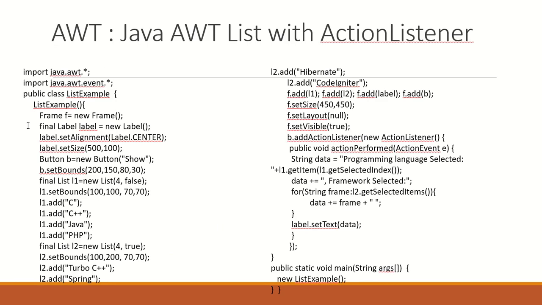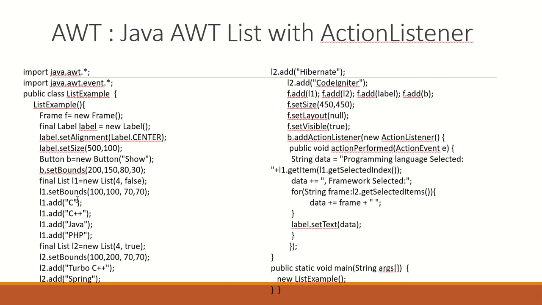Here, as you can see, you are creating a frame and you are creating a label. It is a final label, which means its content cannot be altered. Then you are creating a button, and you are setting the alignment of the label to be centralized to the frame. Then you are setting the boundary of your button. Then you are creating a final list L1 and a final list L2, which means the references are not alterable.